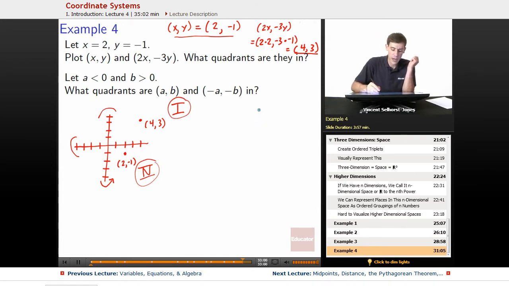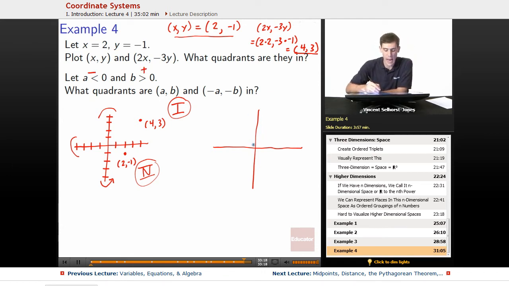What if we wanted to figure out what quadrant a is less than 0, b greater than 0 would be in? Well, we don't actually know what a is. We don't actually know what b is. But we have enough information to figure out what quadrant it's in. If a is less than 0, it's a negative number. And if b is greater than 0, it's a positive number.